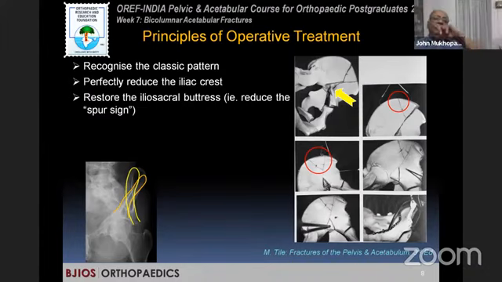Yeah, they have this, although that is not the same as doing it in real life. In the AO bicolumnar fracture model, they have this triangular fragment there.